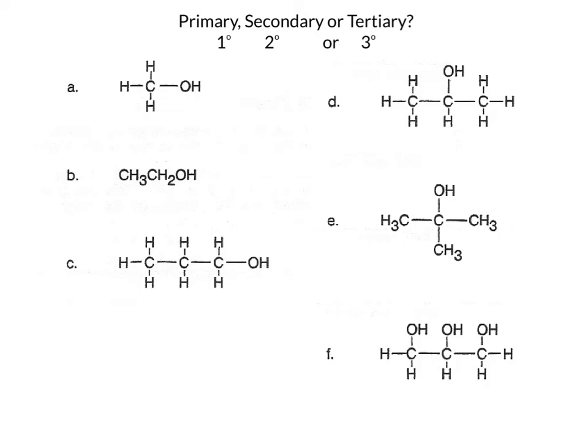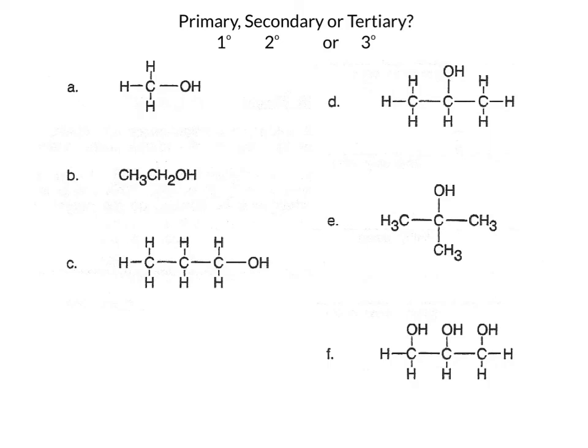When we look at compound F, we see that there are three alcohols. When there's more than one alcohol, we have to classify each one as primary, secondary, or tertiary. Looking at the first hydroxyl group, we look at that carbon. We see it's attached to one carbon. It is a primary alcohol. Now let's look at the middle hydroxyl. We see that it is attached to a carbon that is attached to two other carbons, making this a secondary alcohol.